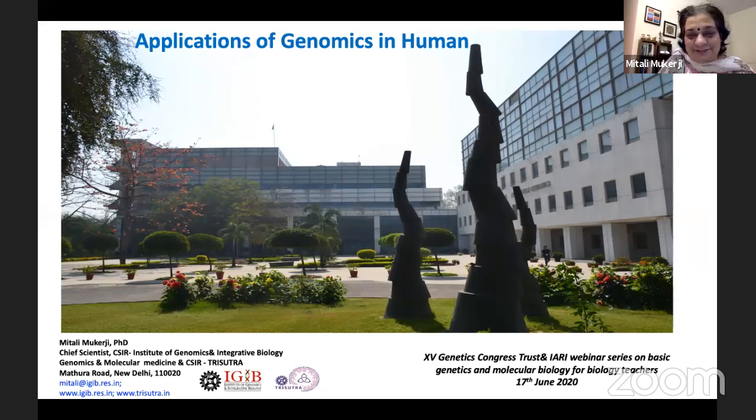I come from this institute called Institute of Genomics and Integrative Biology. We have two campuses. This is the Mathura Road campus, and after the lockdown, if you are interested in visiting our institute and having more hands-on idea about genomics, you're welcome to our institute.